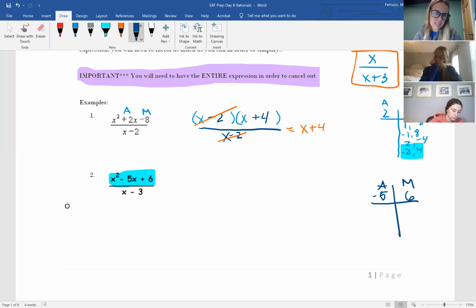But multiplying those gives you a -6, not a +6. So if you go through, make sure that you look at what you have to multiply by.